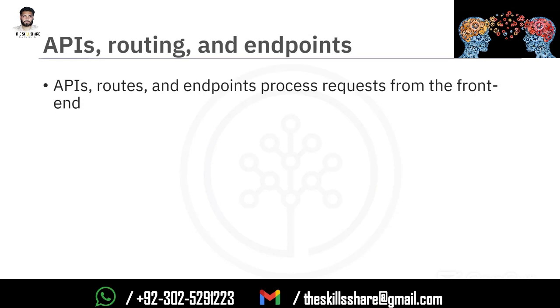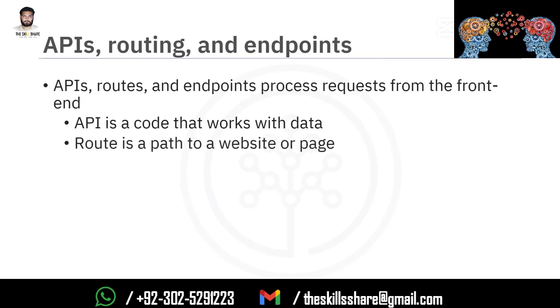Back-end developers use APIs, routes, and endpoints to process incoming requests. An API is code that works with data, usually using JSON or XML. APIs have set rules and structure. A route is a path to a website or page that the user interacts with. Routes generally take user input and show results based on the input. An endpoint may be an API or may simply be a path.